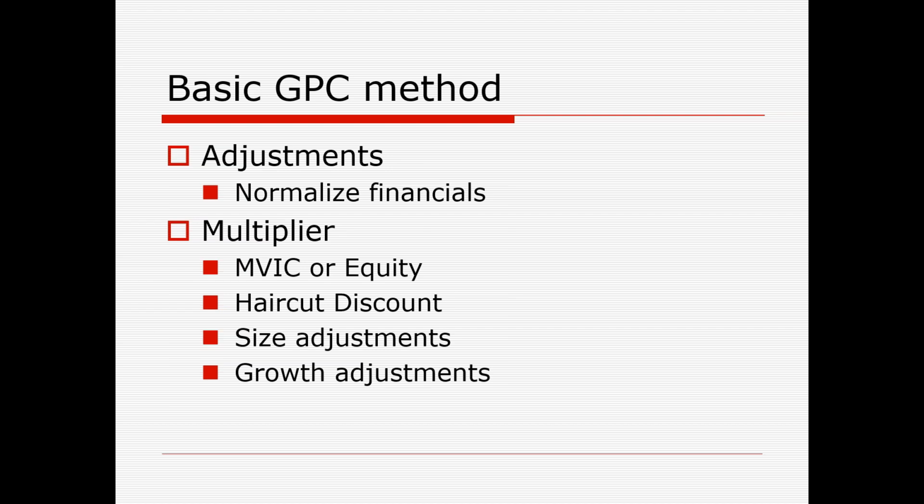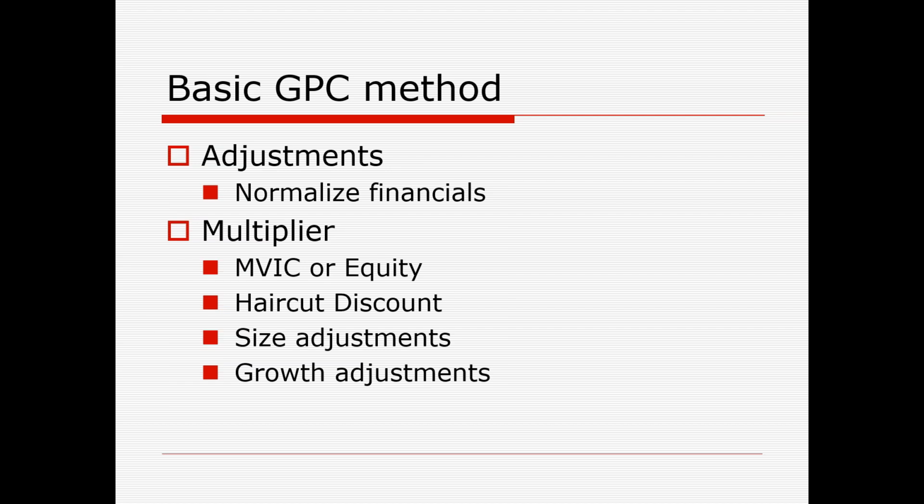And then once you have some of those multiples, what do you do at that point? Some people will go out and do a haircut discount. In other words, hey, here's my multipliers, and I'm just going to take 75% of that and use that because of all of these other reasons: public company versus private company, growth adjustments, size adjustments.